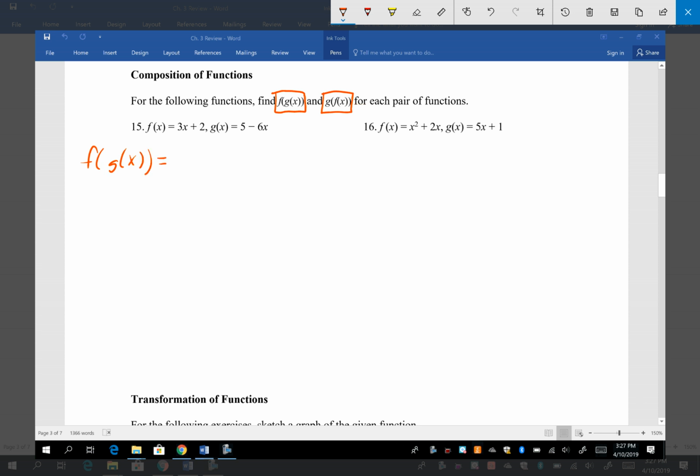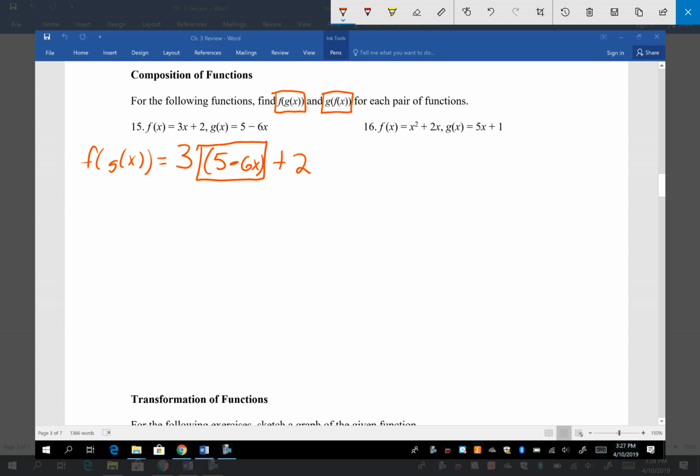How did I teach you guys to do this? With the box, right? So the way I view it is if you read it, it's f of g of x. So I'm going to write down the f of x function. All right, that comes first. So I'm going to write down 3x plus 2, but instead of an x, I'm going to put a big box to replace the x with my other function, g of x. All right, so that's going to go in the box in parentheses.